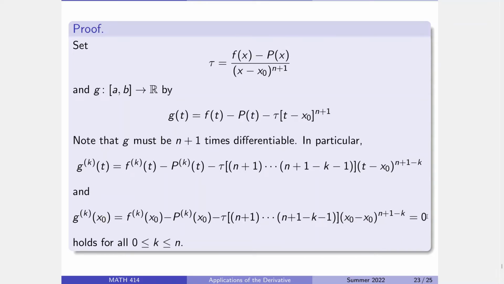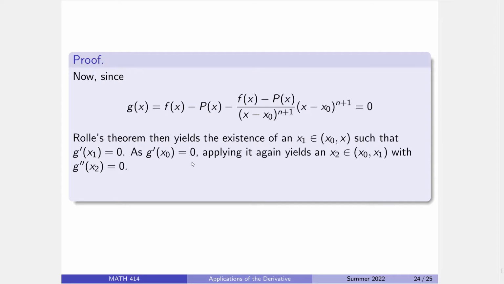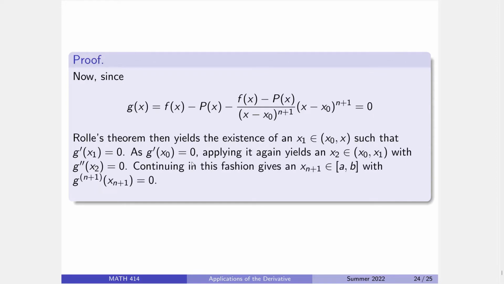That's going to give us our pivot point to apply Rolle's theorem, because like I said, the proof of this is basically the proof of the mean value theorem, but you just do it instead of once, n times. So indeed, because g of x is also equal to 0, if you plug in x into this, now here I've replaced tau with what it is, these cancel, and then these knock that out. So since g of x and g of x0 are equal to 0, Rolle's theorem gives us an x1 so that the derivative is equal to 0. Since the derivative at x0 is guaranteed to be 0, you can apply Rolle's theorem again and get another point where it's equal to 0. And then you keep doing this until you get to the n plus 1 derivative.